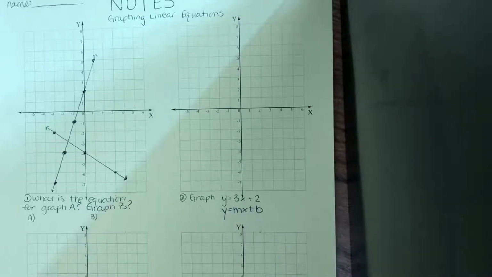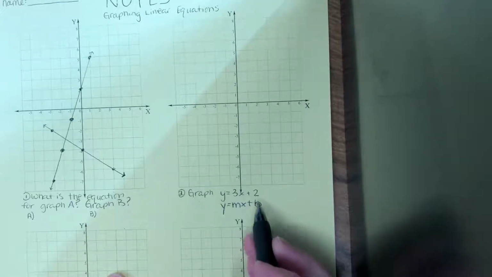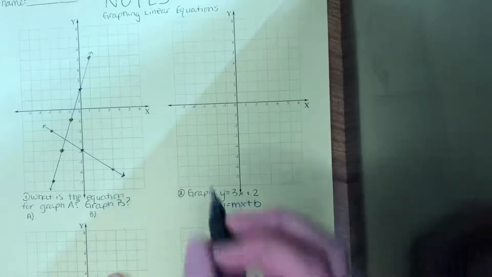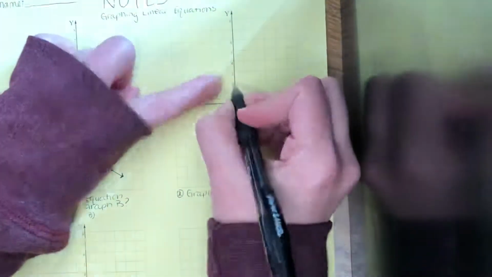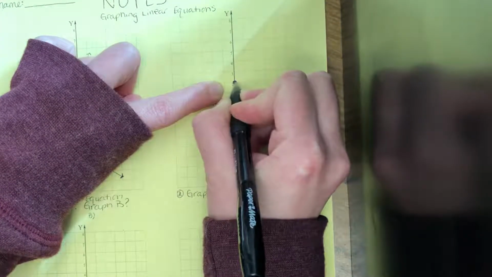I can't figure out the slope first because there are no points on this graph. So I can't find a slope. I have to start with the y-intercept so I have a point on the graph. So I'm going to come up, y-intercept is where it crosses the y-axis, and I'm going to put a point at 2.